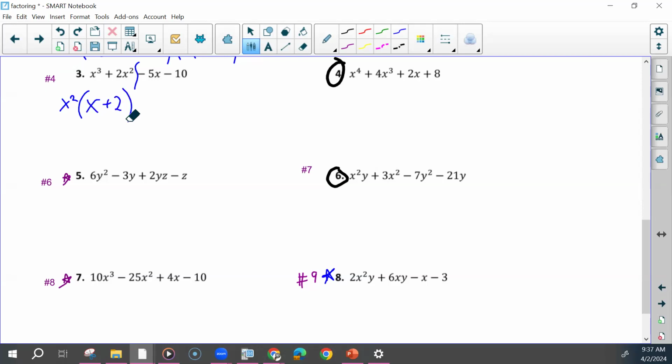And then do the same thing for the second two. What will we divide out? -5. And then what would be left? And then how would we write our factors?